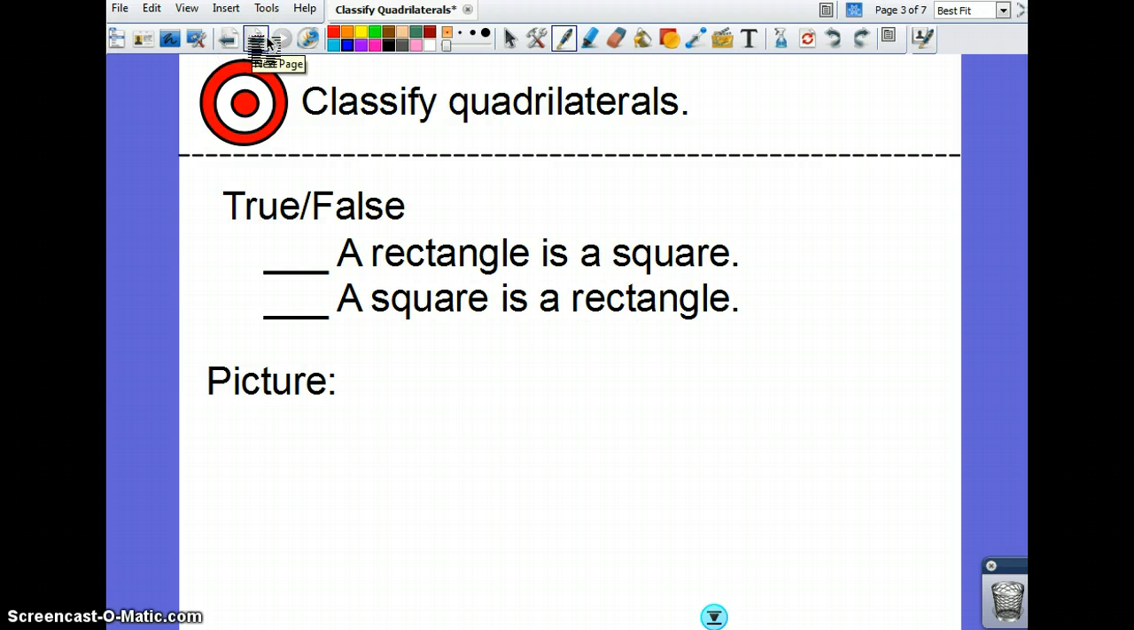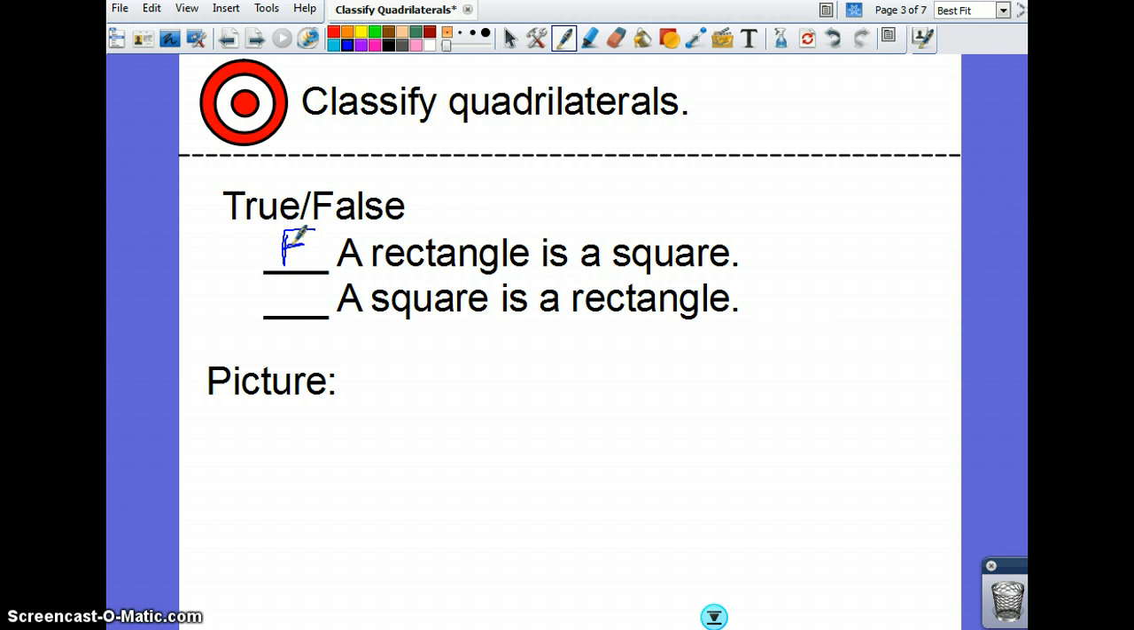Here we go. Okay. So we can classify these quadrilaterals based on their definitions. For example, true or false: a rectangle is a square. Well, let's think about this for a second. The definition of a rectangle is that it has four right angles. The definition of a square is that it has four right angles and four congruent sides. So any rectangle is not always going to be a square, because not every rectangle has those four congruent sides. So this one's false.